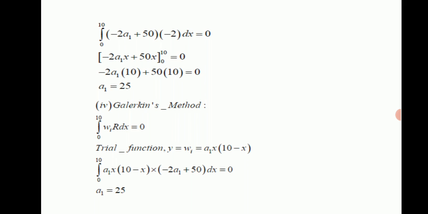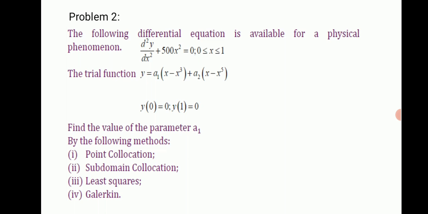Then we want to discuss the next problem, that is problem number 2. In this problem, the following differential equation is available for a physical phenomenon: d square y divided by dx square plus 500x square is equal to 0, and the limit given is 0 to 1, and the trial function is y is equal to a1 x minus x cube plus a2 x minus x power 5. So here two parameters are given. In the last problem we discussed only one parameter, that is a1. Here two parameters are given.